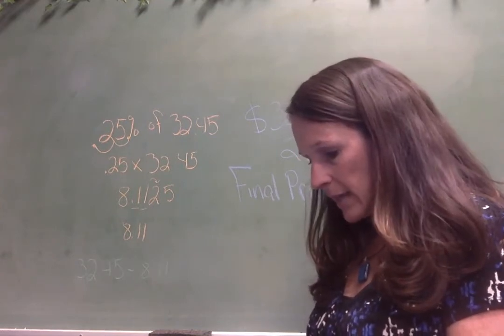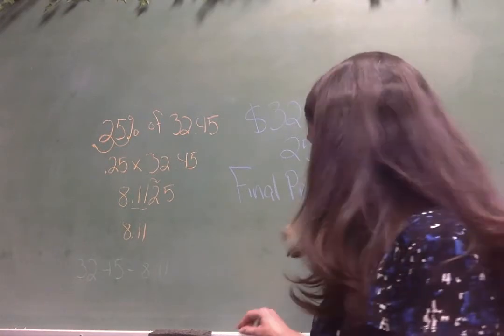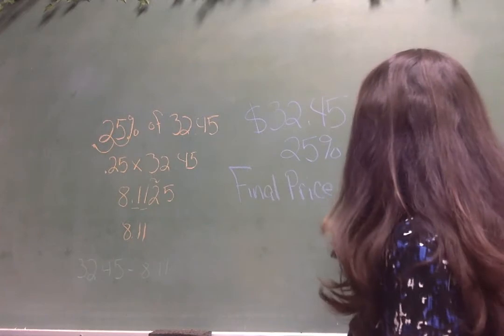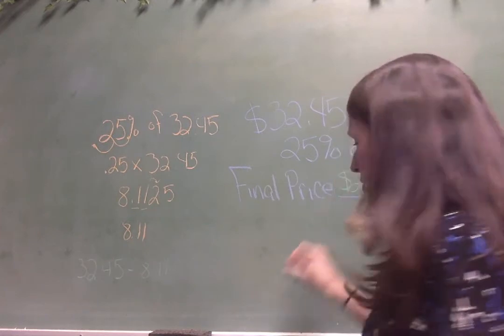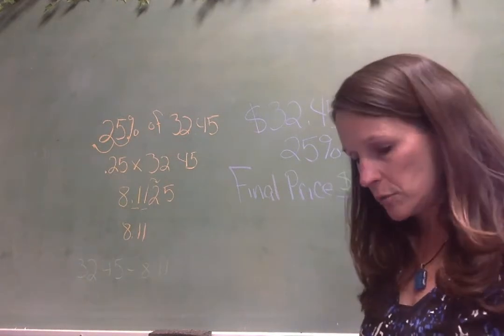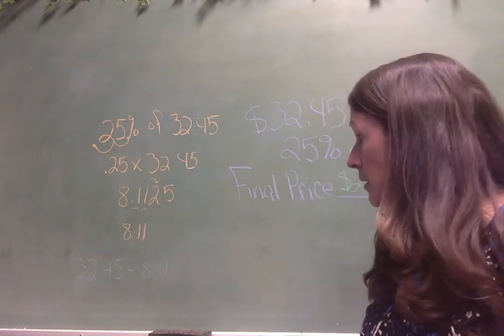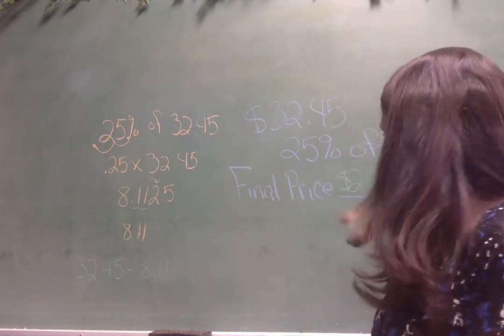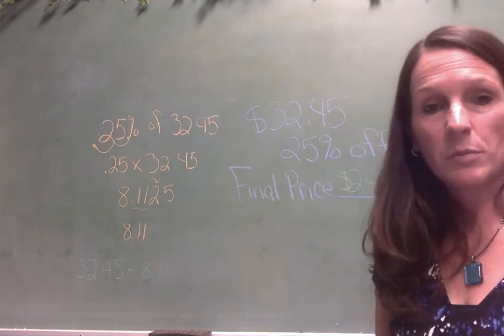32.45 minus $8.11, 24.34. So my final price is 24.34. Put your dollar sign. Now let's do it again just to make sure because we've got a calculator. 0.25 times, I was right, $24.34 would be my final price.